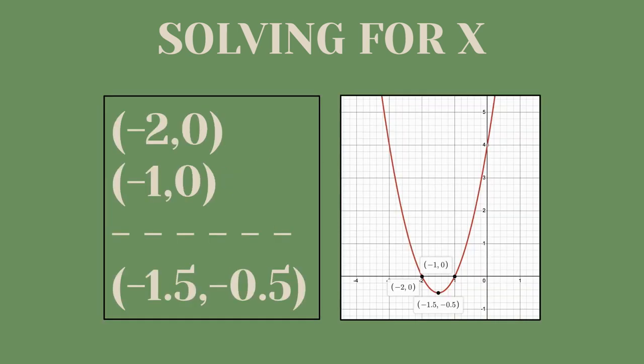So now we have our two x-intercepts, which are at (-2, 0) and (-1, 0), and we have our vertex, which is at (-1.5, -0.5). And we can double check that when we graph everything on our graphing calculator.